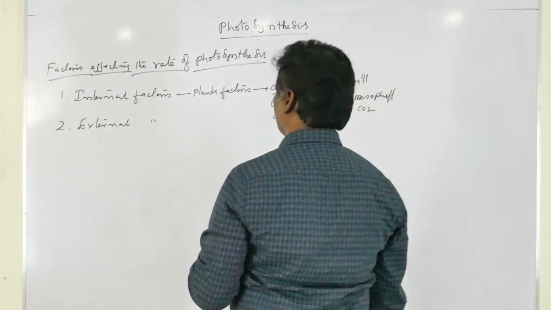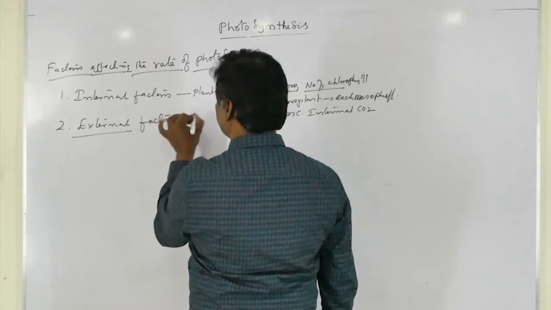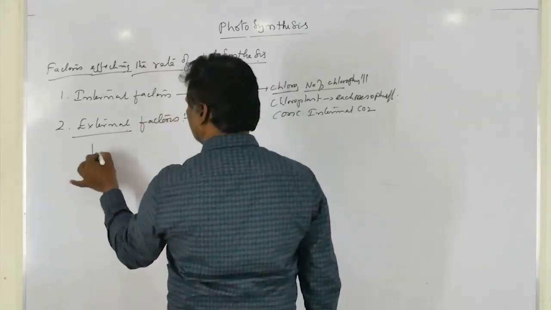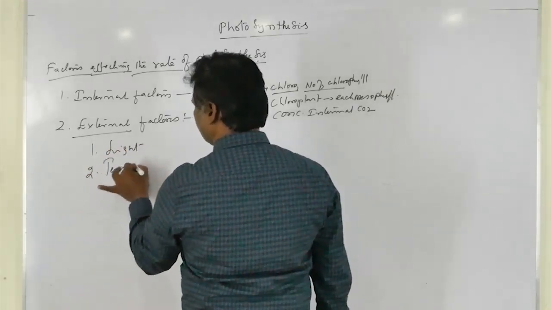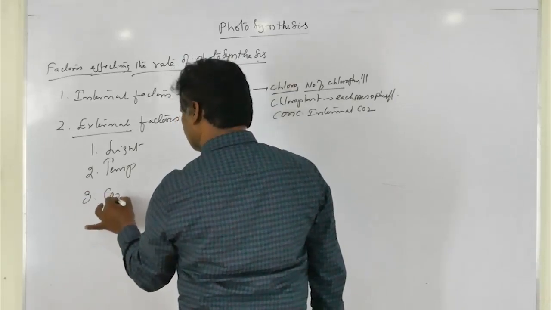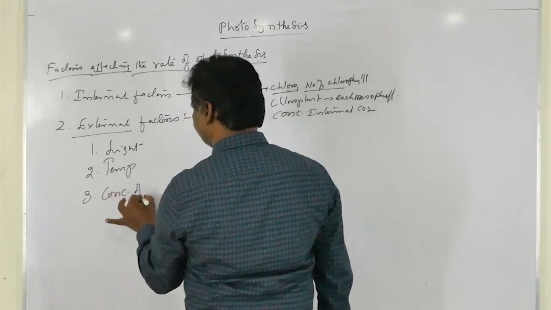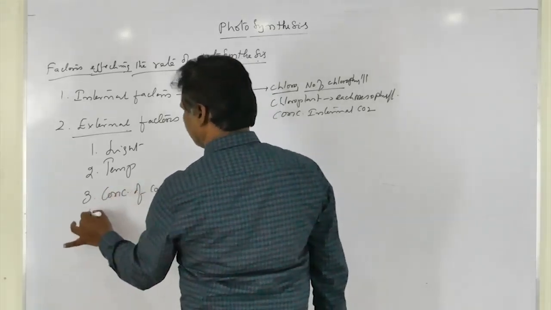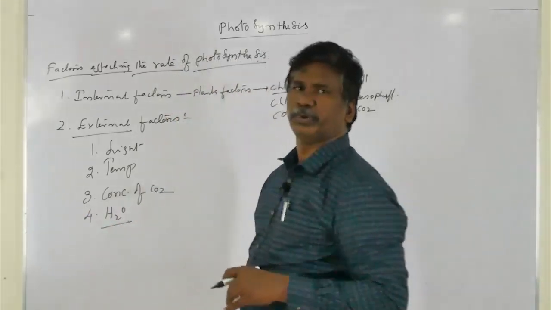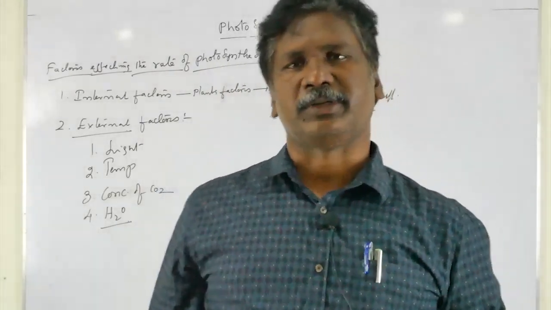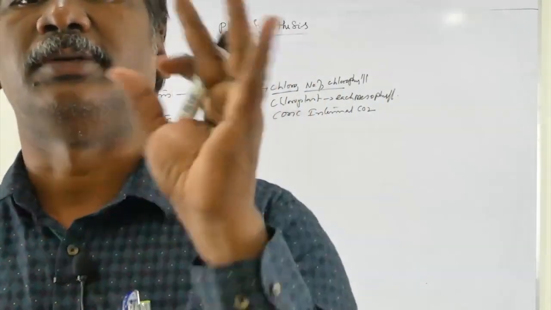Next we are going to the external factors which influence the rate of photosynthesis. First one, light. Second one, temperature. Third one, CO2 concentration, and finally water. So these four are the more important ones to discuss among the external factors that influence the rate of photosynthesis.